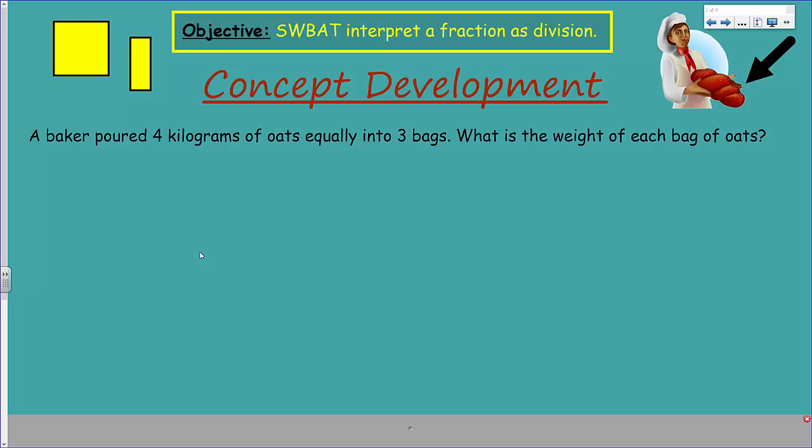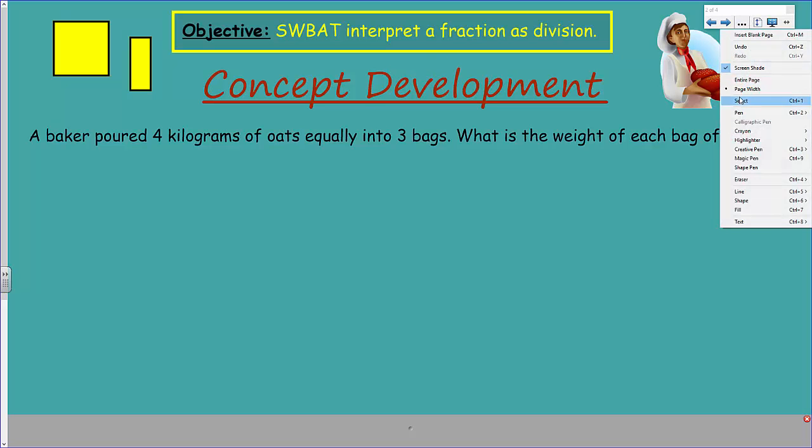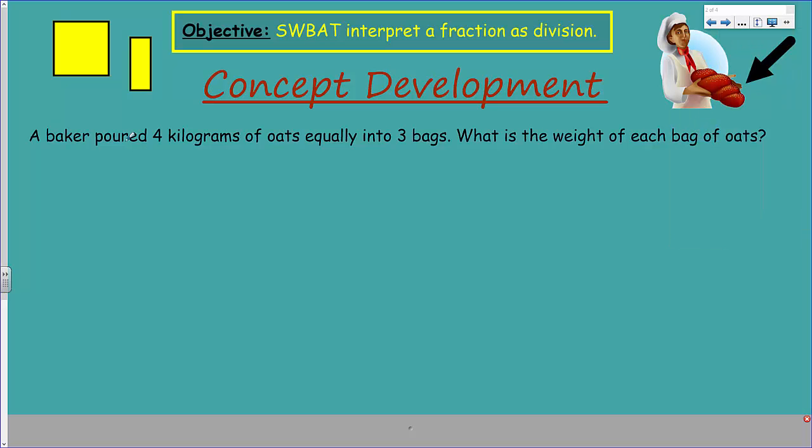Let's go ahead and look at the problem. It says a baker poured 4 kilograms of oats equally into 3 bags. What is the weight of each bag of oats? Okay. Yeah, can I call a friend or use the 50-50? This problem may seem difficult on the surface, but really, it's not that bad. Let's just slow it down. A baker poured 4 kilograms. Okay, I get that. But it says equally. Well, that lets me know I'm dividing into 3 bags. So immediately you must be thinking 4 divided by 3. That's what we're doing. What is the weight of each bag of oats?